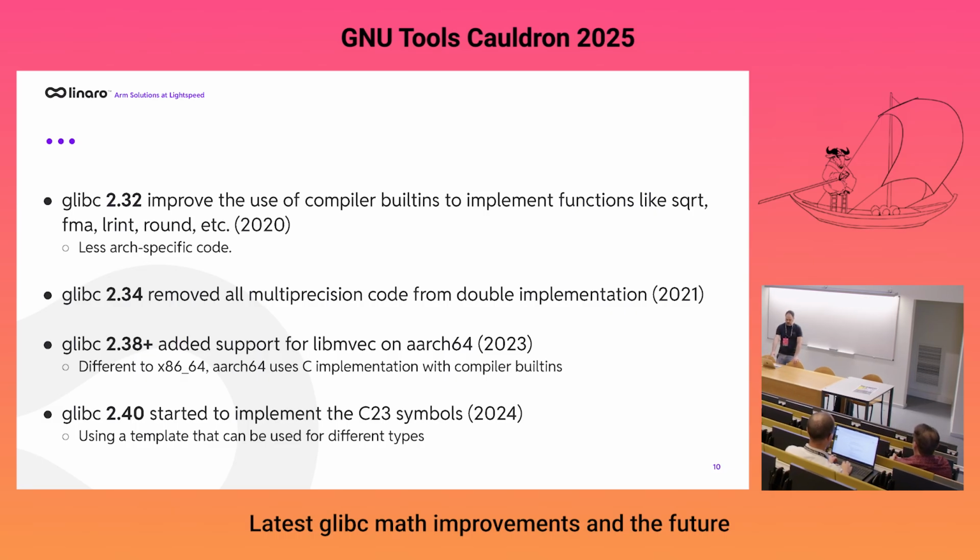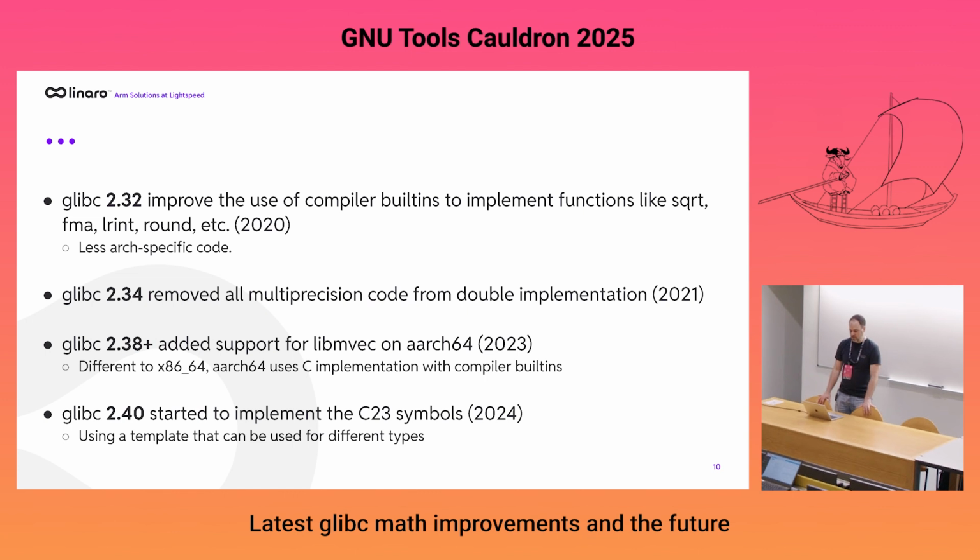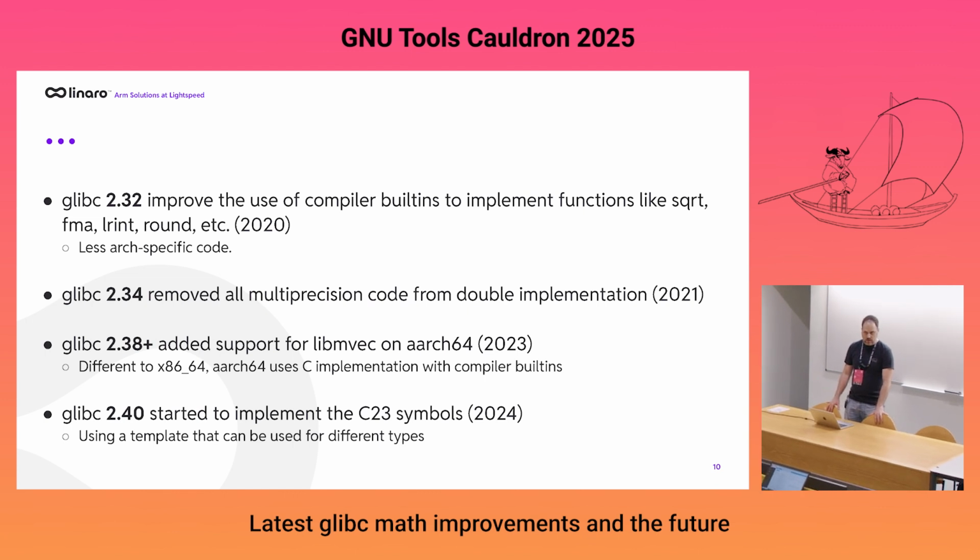This one seems unimportant, but it's very important, where we improved the usage of compiler built-ins internally. The whole idea is, let's avoid re-implementing what the compiler provides us. It's less architecture-specific code, less assembly code, less things to maintain. And with 2.34, we finished up the multi-precision code removal. Sorry. And on 2.38, we added libmvec for ARM64.